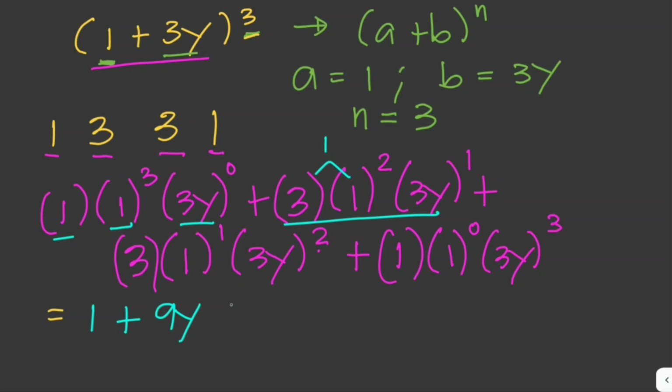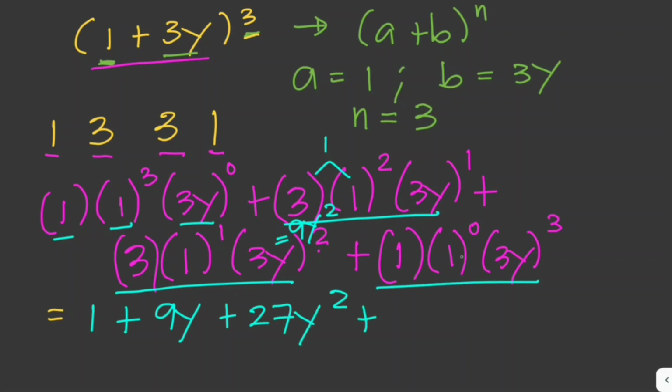9y. And then the third term is just 3 times 1 times (3y) squared. So (3y) raised to the power of 2 is equivalent to 9y squared. So 3 times 9y squared is just 27y squared, plus the last term, 1 times 1 to the 0. So 1 to the 0 is equal to 1. 1 times 1 is 1, times (3y) cubed.